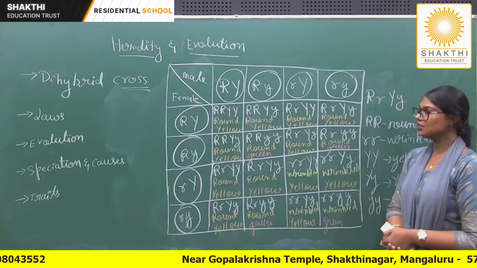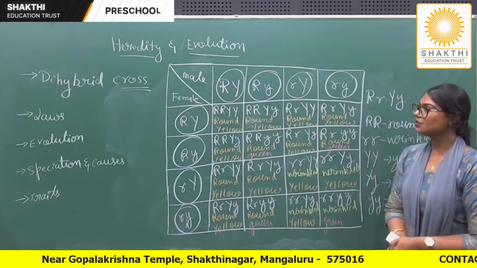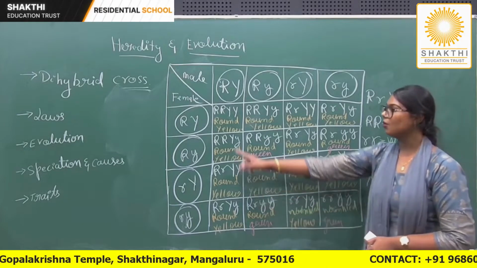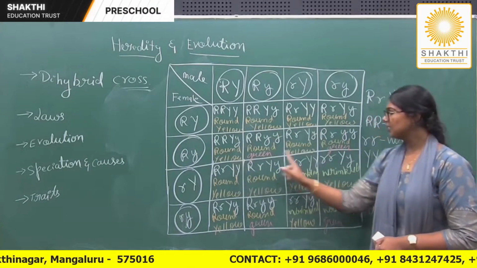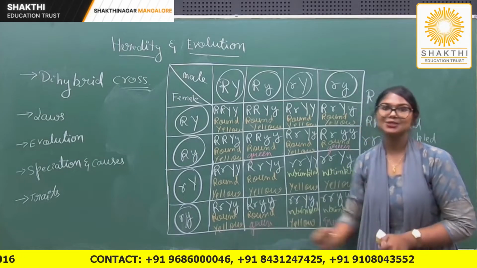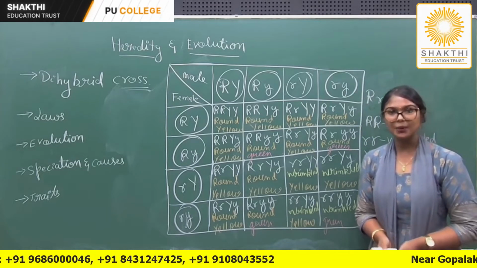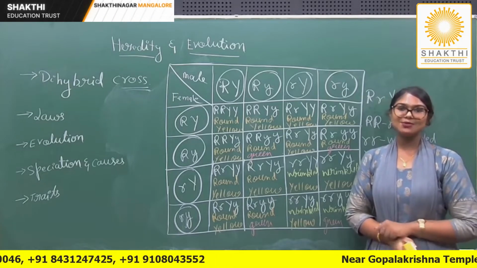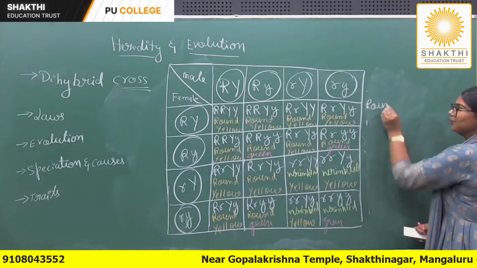We start counting them. We see how many round yellow we have. So we'll quickly count. Round yellow, 1, 2, 3, 4, 5, 6, 7, 8 and 9. So we have 9 round yellow seeds. Students will quickly write it down. 9 round yellow.